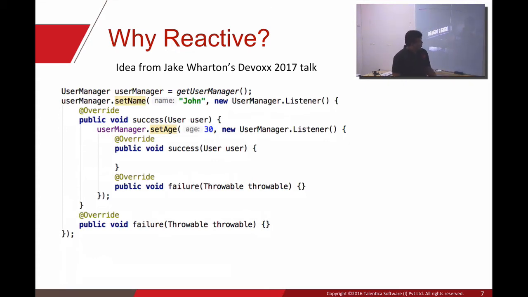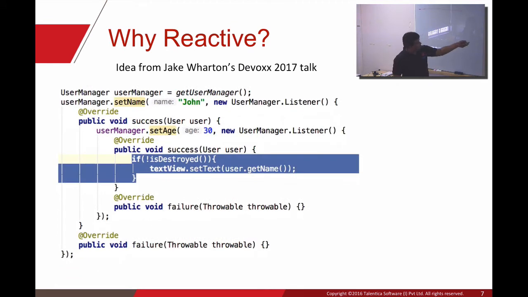This is not the end of the story. Based on the result of the API call, let's say we want to update the UI, like a text view saying you have logged in, or your name is set. So I'll do this inside the on success, just set the username in that text view. The problem is, by this time we don't know if the activity is alive or not. So we have to add a check if destroyed. If the activity is destroyed and you try to do this, it will crash the application.